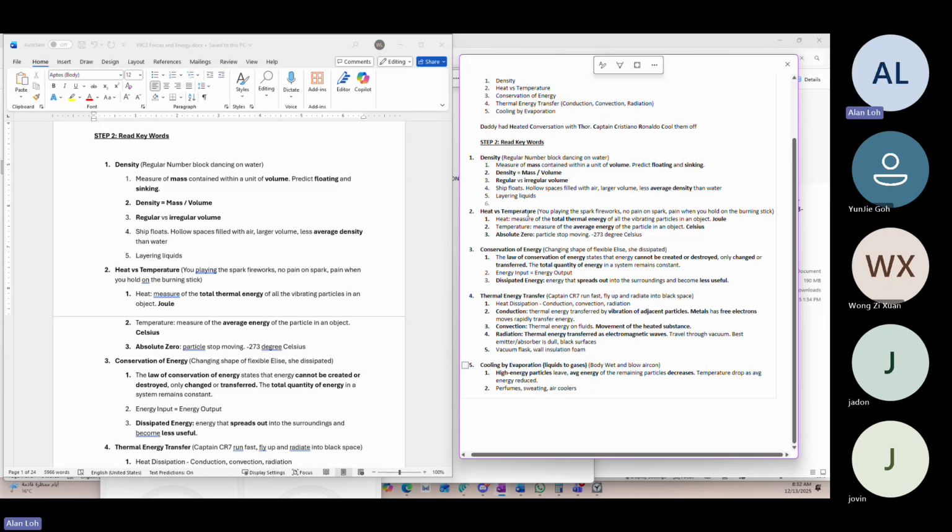So drawer number 2, heat versus temperature. There are 2 different definitions. Heat is the total thermal energy of the vibrating particles in an object. Temperature is the average energy. I'll give you one very simple example. You have a glass of water. The temperature is, let's say, 50 degrees Celsius. You have a big swimming pool, like in your school, and the heated swimming pool water is also 50 degrees Celsius, right?